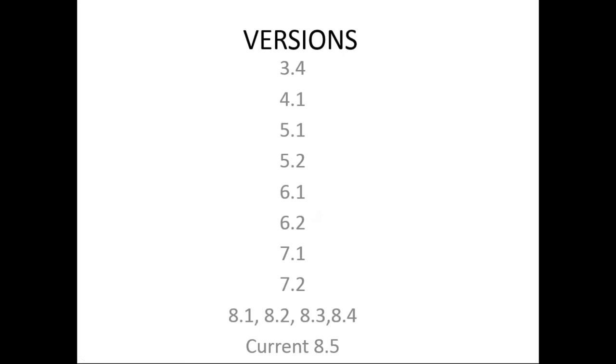And the PEGA versions started from 3.4, and later 4.1, 5.1, 5.2, 6.1, 6.2, 7.1, 7.2, 8.1, 8.2, 8.3, 8.4, and currently the current version is 8.5, which we will be learning. Why does it have so many versions? Even Windows has been there for a very long time: Windows 3.0, Windows 95, Windows NT. Like that, Windows operating system has had n number of features added. In the same way, PEGA also has n number of versions by adding n number of features.